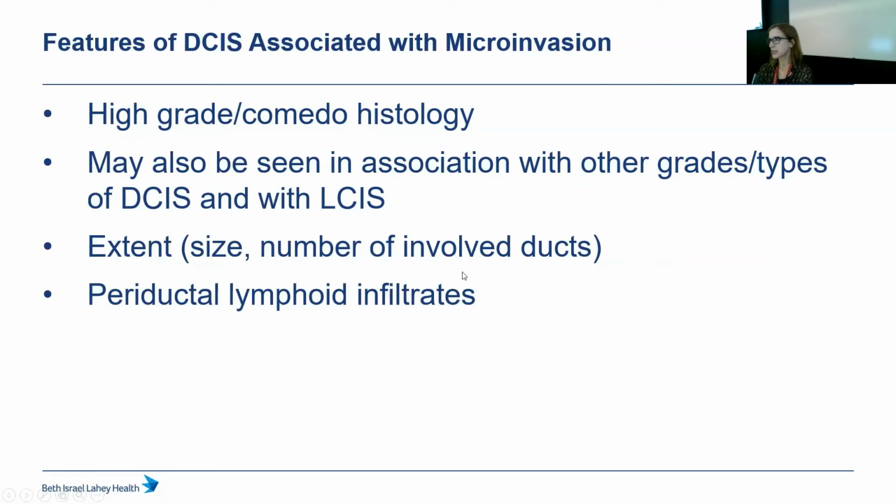So, features of DCIS associated with microinvasion: high-grade comedo histology should be a cue to start searching for microinvasion, but it's important to remember that microinvasion can also be seen with other grades and types of DCIS, as well as with LCIS. It's important to bear that in mind. If it's very extensive DCIS, that's another clue that you should be looking very carefully for microinvasion. And of course, if there are periductal lymphoid infiltrates, everybody's Friday afternoon nightmare, that's the other time that you want to be looking very carefully.